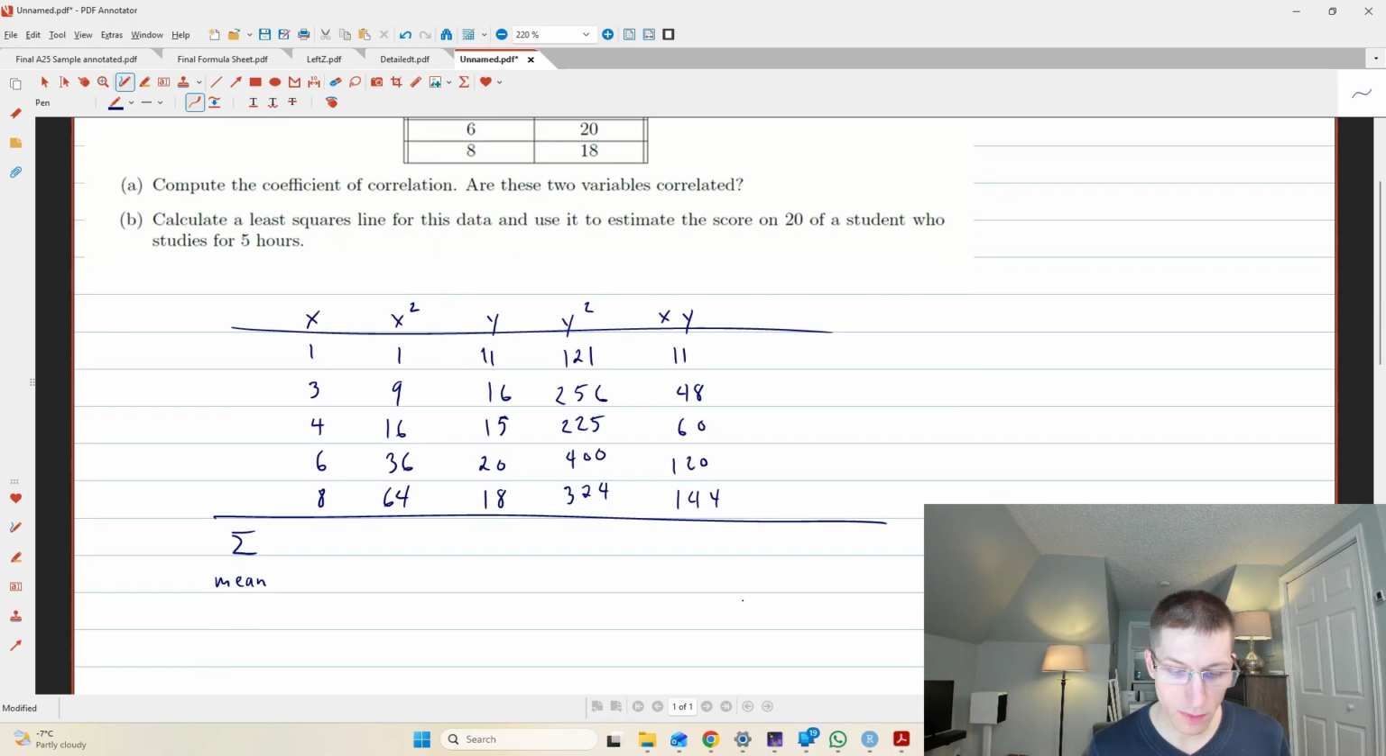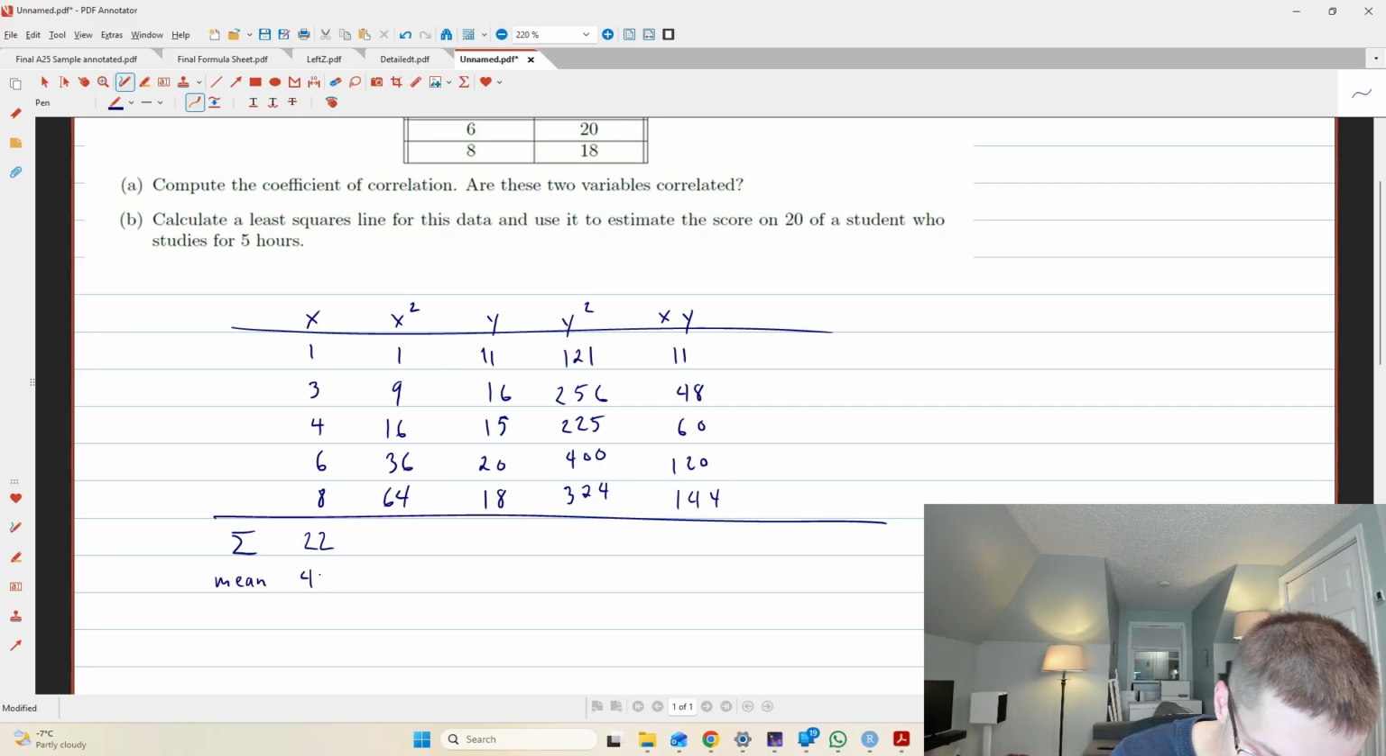And now I'll sum these. So X is 1 plus 3 is 4 plus 4 is 8, 14, 22. I'm too sleep deprived today, so I don't trust my brain. Check it. Yep. And then 22 divided by 5 is going to give me 4.4. That's my X bar.